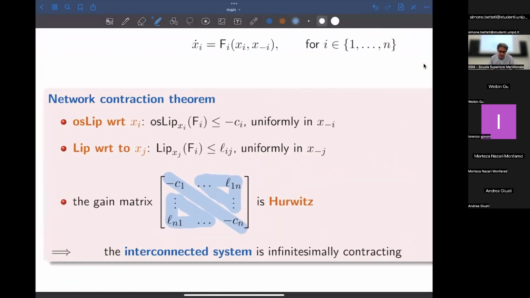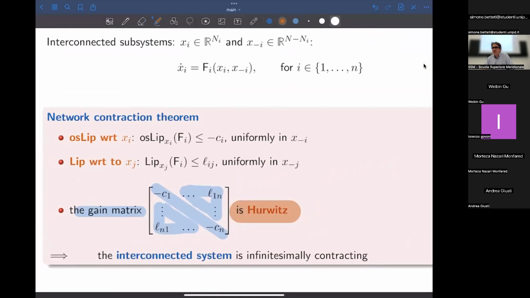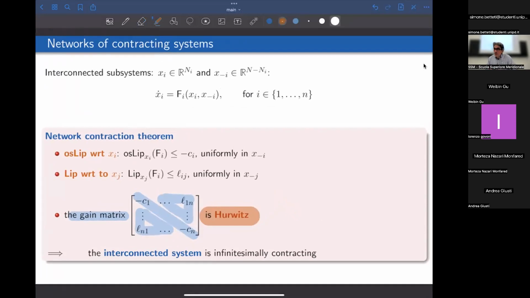So that matrix, I will call it the gain matrix, and I need that matrix to be Hurwitz. You remember what Hurwitz means? It means that all of the eigenvalues have negative real part. A square matrix is Hurwitz when all of the eigenvalues have negative real part. You better not try to do it for a rectangular matrix. Then what I will show you in detail on Monday, the next business day, is that if this matrix of interconnection and contraction gains is Hurwitz, then there exists a norm and there exists a contraction rate such that the interconnected system is contracting.